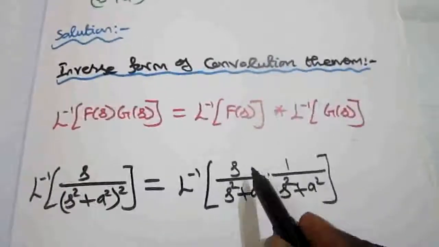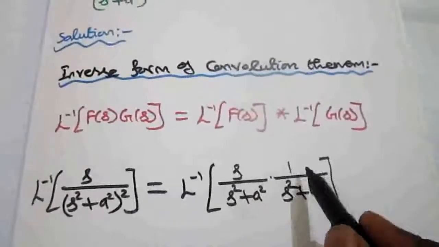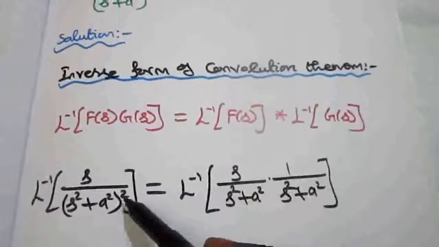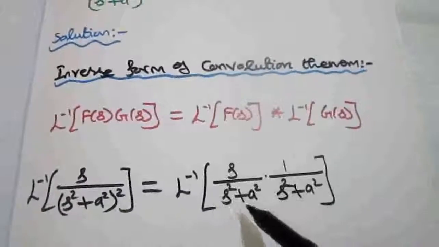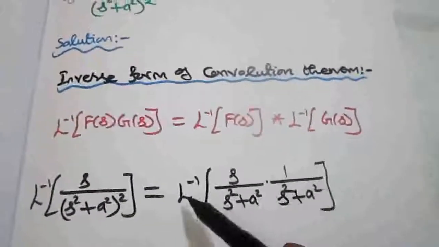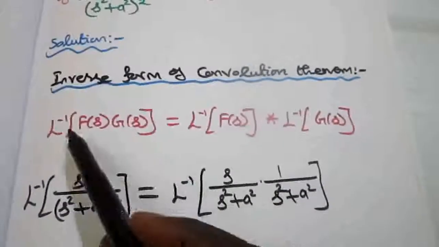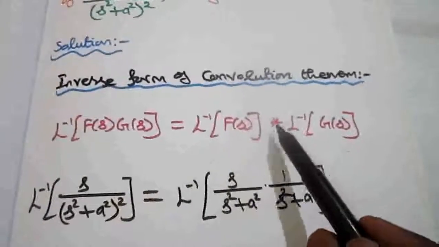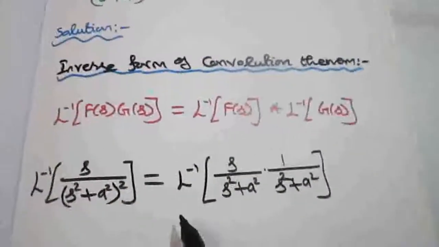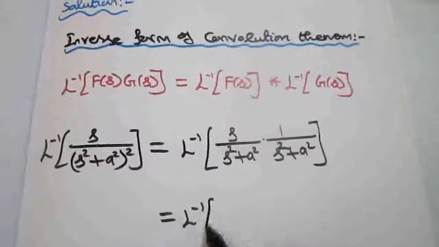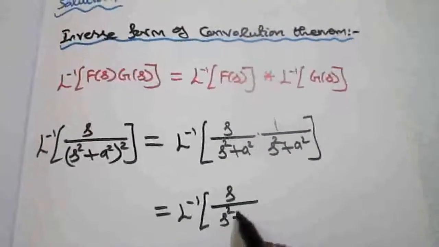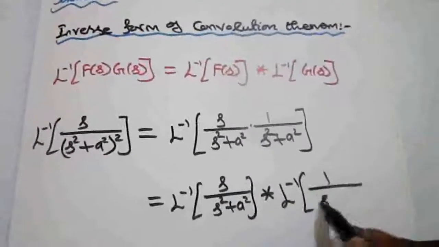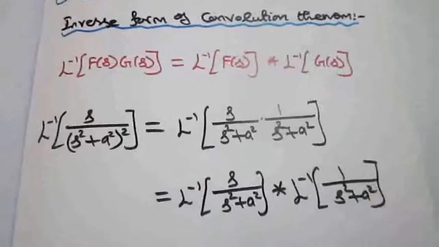So now it is a product of two functions, F(s) into G(s). Because the numerator has only one s, I took the s here and none in the other. The denominator has one term each. So consider this is F(s) and this is G(s). L inverse of F(s) into G(s) can be written as L inverse of the first term star L inverse of the second term. So this is the inverse form of the convolution theorem.